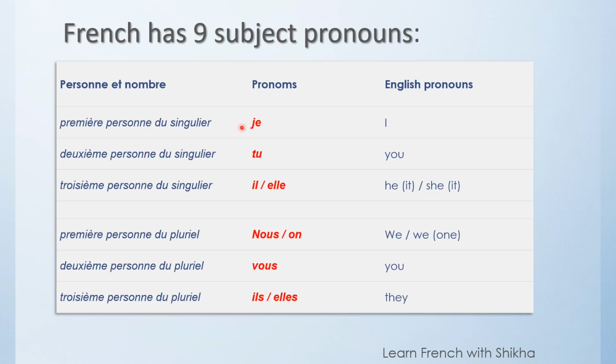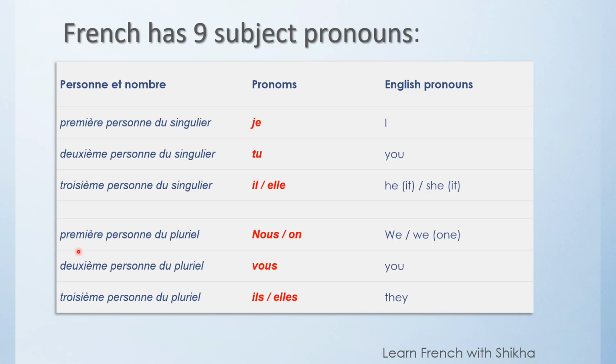So in singular, the premier person, the singular is je, which means I. Deuxième person, the singular is tu, which means you. Troisième person du singular is il or elle, where il means he and elle means she. It also means it, which we use with object and impersonal pronouns.